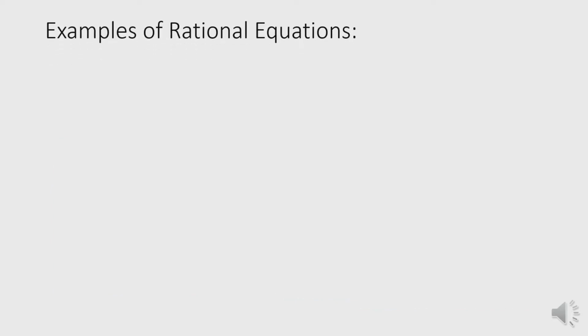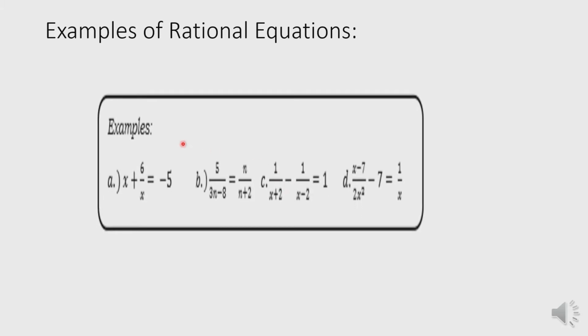Next, let's have an example of rational equations. So these are the examples of rational equations. Like in A, we have x plus 6 over x equals negative 5. In here, you can see a fractional term in the equation. So therefore, this is a rational equation. And in B, we also have a fractional form, so it can be considered a rational equation. For C, we have 1 over x plus 2 minus 1 over x minus 2 equals 1.